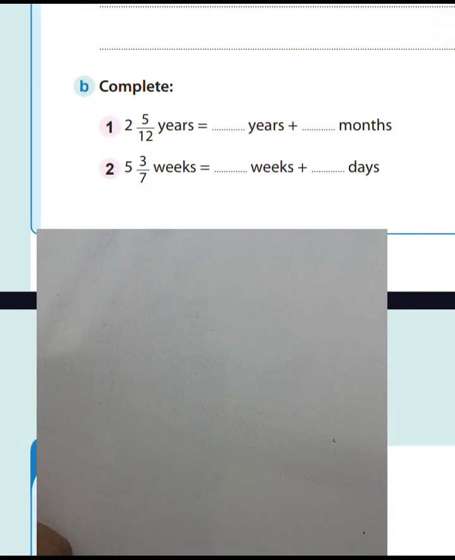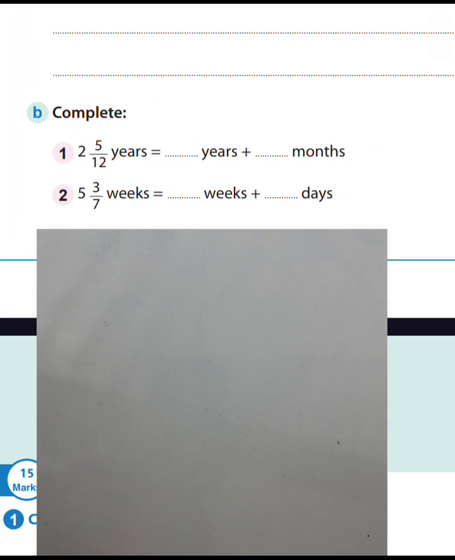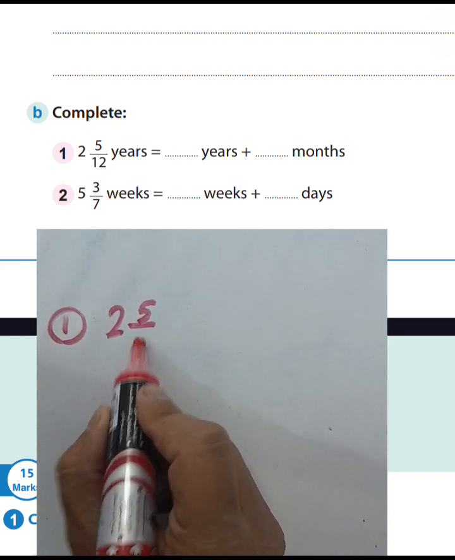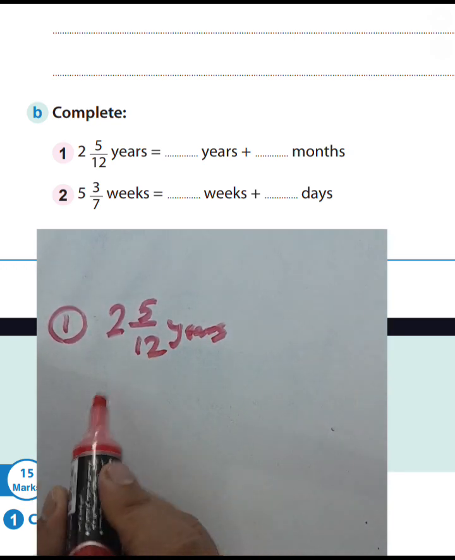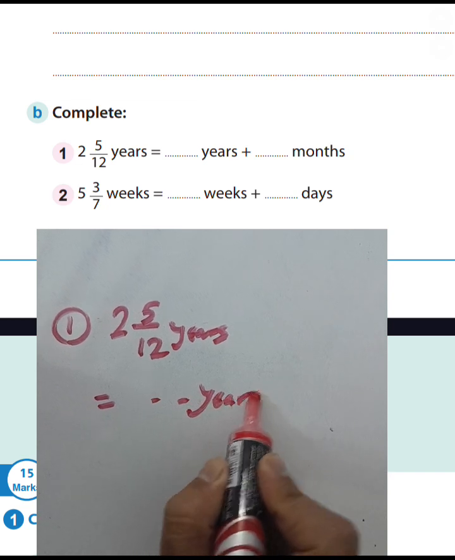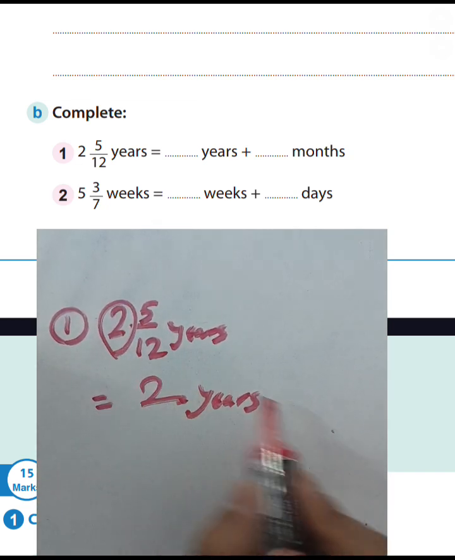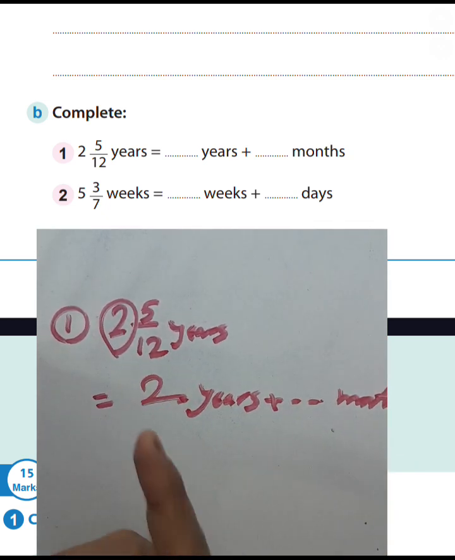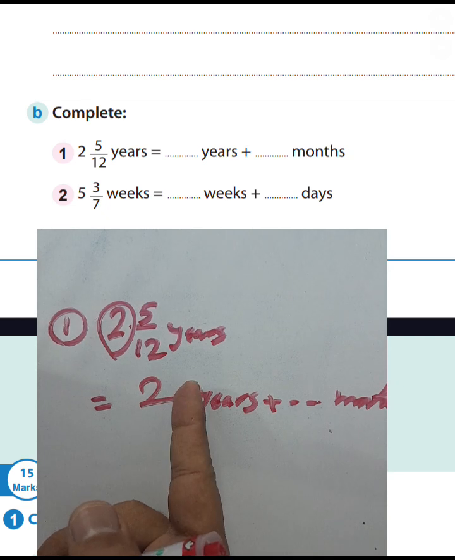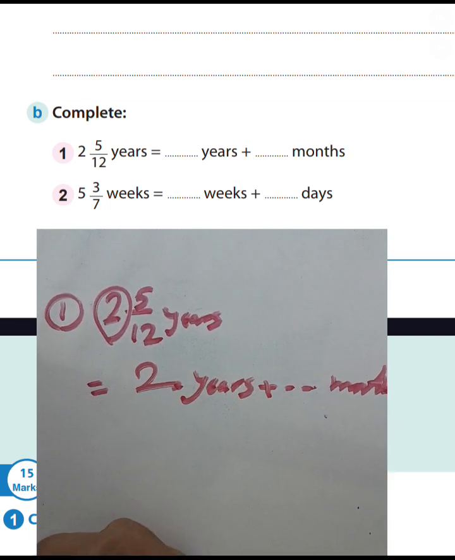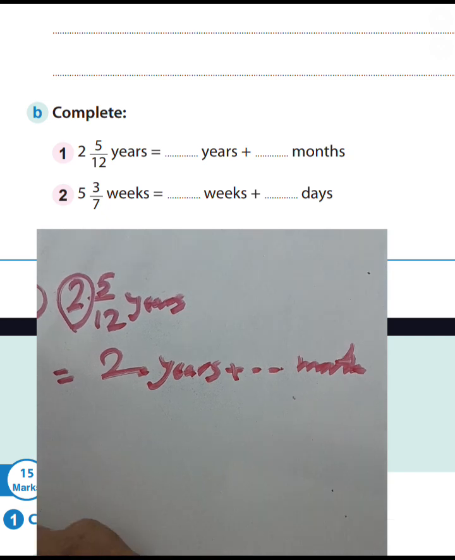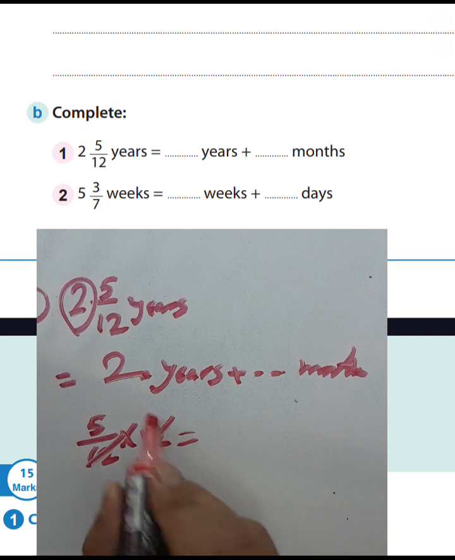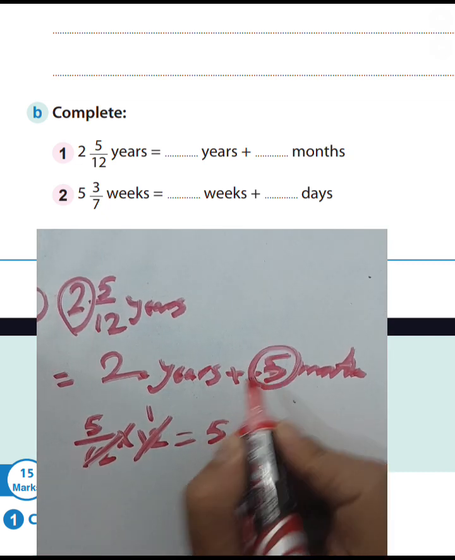Next example, complete number 1. 2 and 5 over 12 years is equal to space years plus space months. Okay, we can solve this example. We know 5 over 12 years, to convert to months, multiply by what? Multiply by 12, because 1 year equals 12 months. Then 5 over 12 multiplied by 12, cancel 12 by 12 equals 1. 1 times 5 equals 5. Write 5 in the space here.